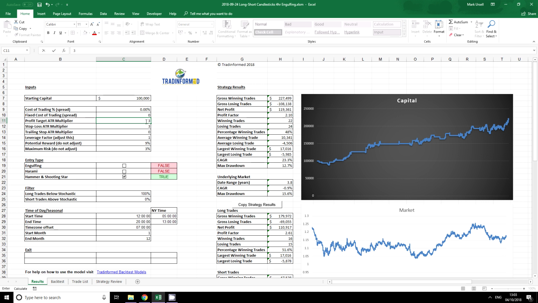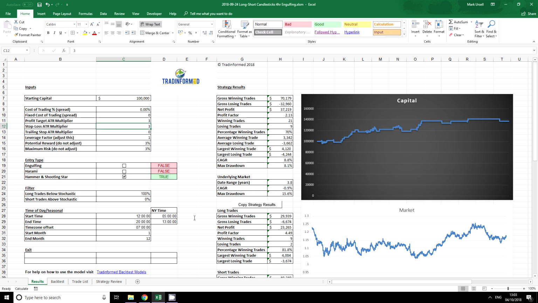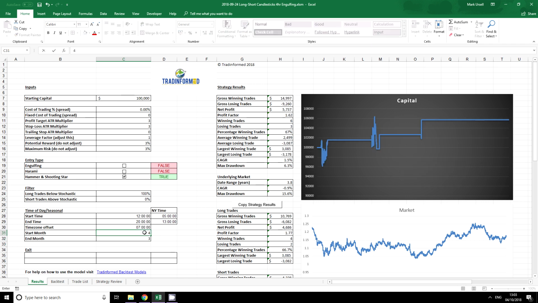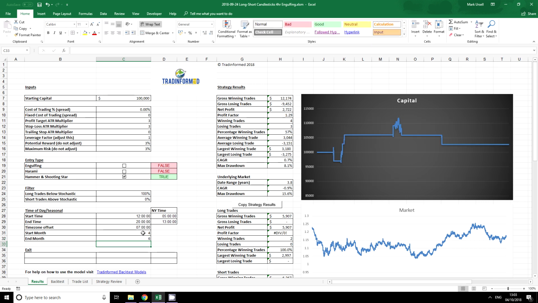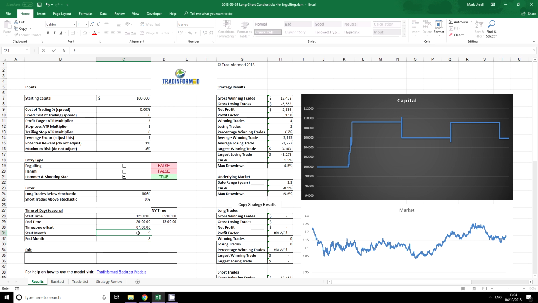This is our hammer and shooting star strategy. I can do exactly the same thing, see how this has performed in the different times of the year. And we can start to see maybe a little bit more difference. We don't have a huge number of trades, so we do need to be aware of the significance of this information.